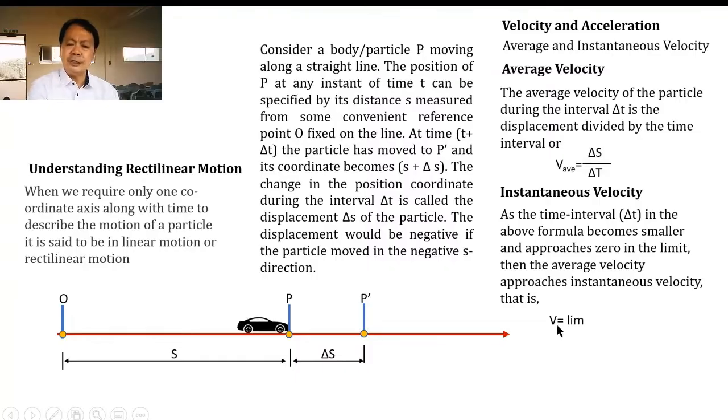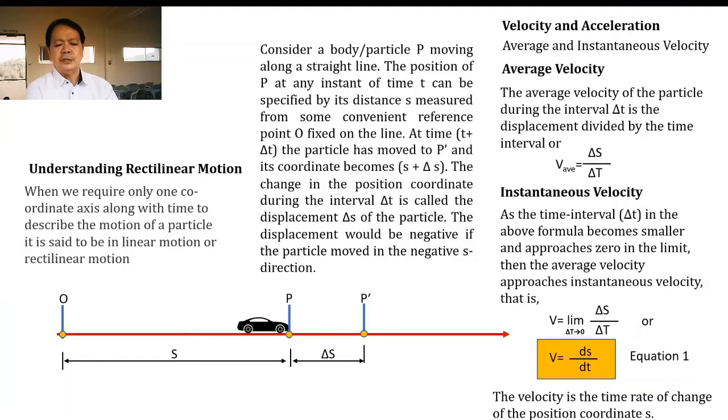The instantaneous velocity, which is represented here by V, is the limit of delta S over delta T as delta T approaches zero. As the time interval becomes very, very small and approaches zero in the limit, the average velocity becomes the instantaneous velocity. And this limit of delta S with respect to delta t as delta t approaches zero is actually our definition of the derivative of S with respect to time t.